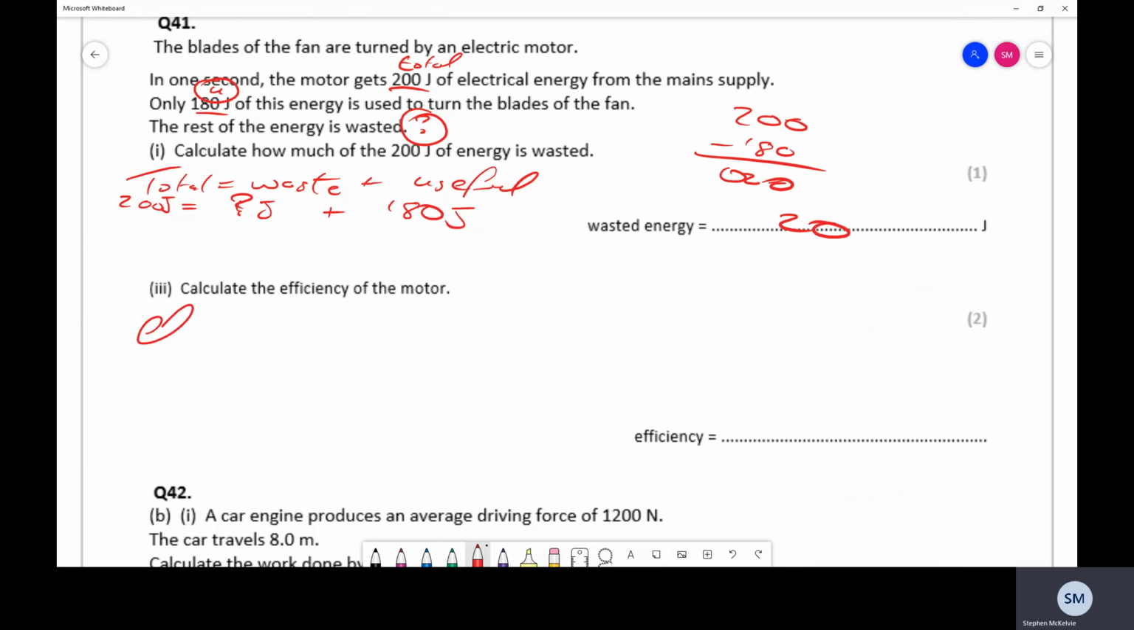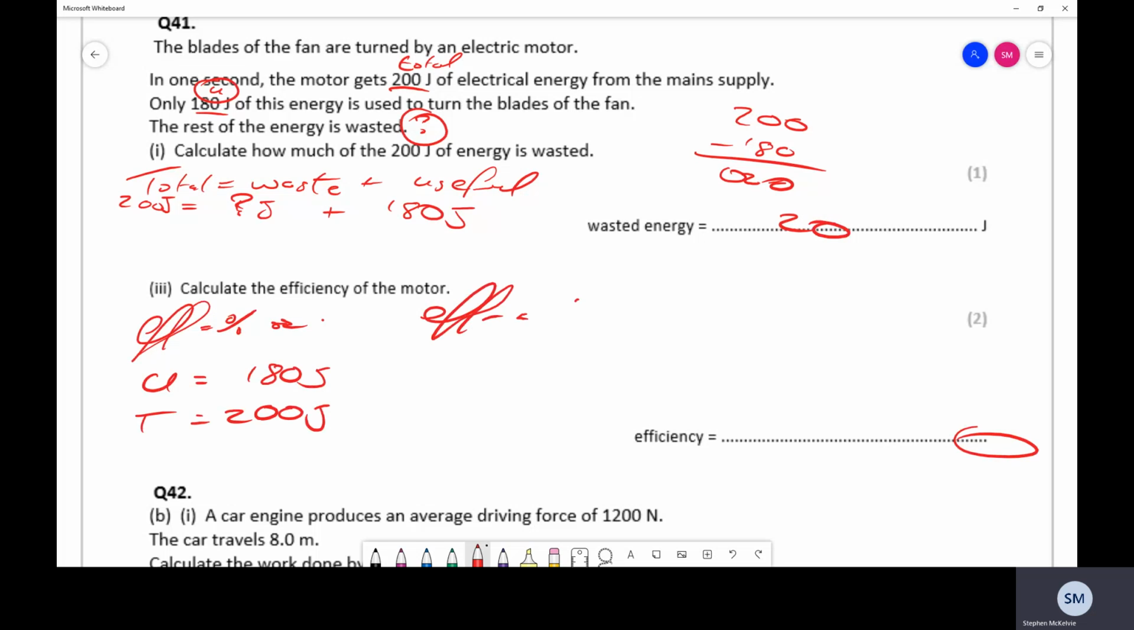Calculate the efficiency of the motor. Well, efficiency is either a percentage or a decimal. Over here, it's not saying anything, so I can do either one. Useful is equal to 180 joules. Total is equal to 200 joules. So if efficiency is useful divided by total, then I'm going to do 180 divided by 200.